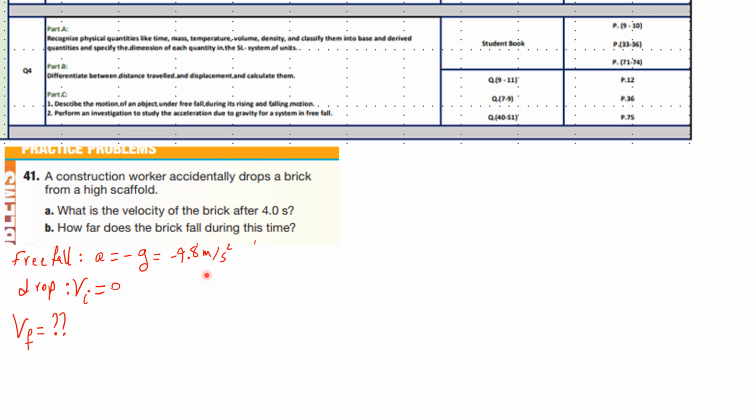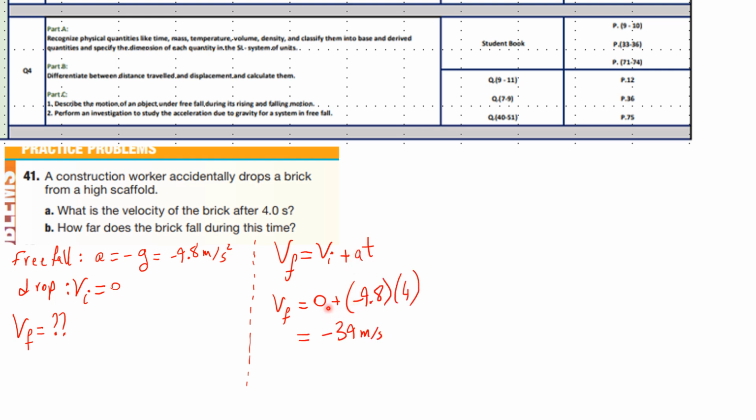So what is v final? v final will be equal, same equation as we used in the previous slide, to v initial plus at. Initial velocity again is 0, acceleration is minus 9.8, multiplied by the time. So v final is negative because it's falling down, going in the negative direction. Okay, so it's 39 meters per second.